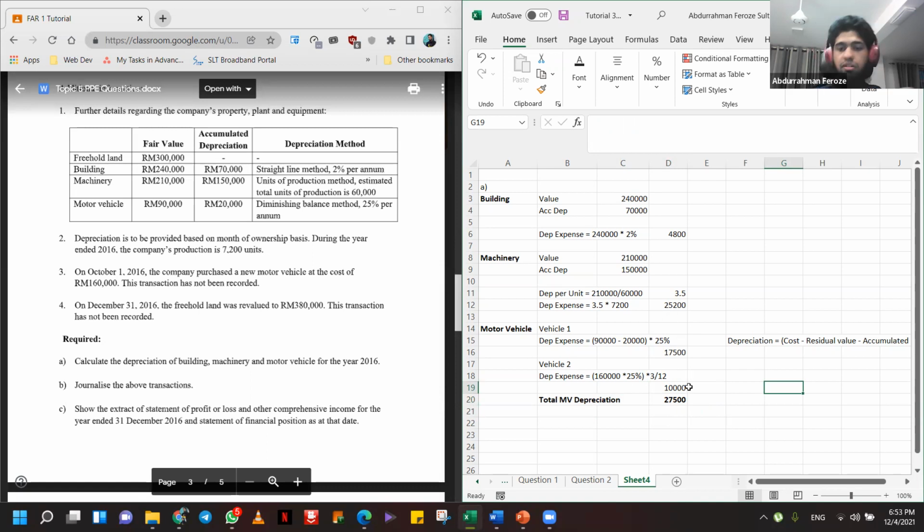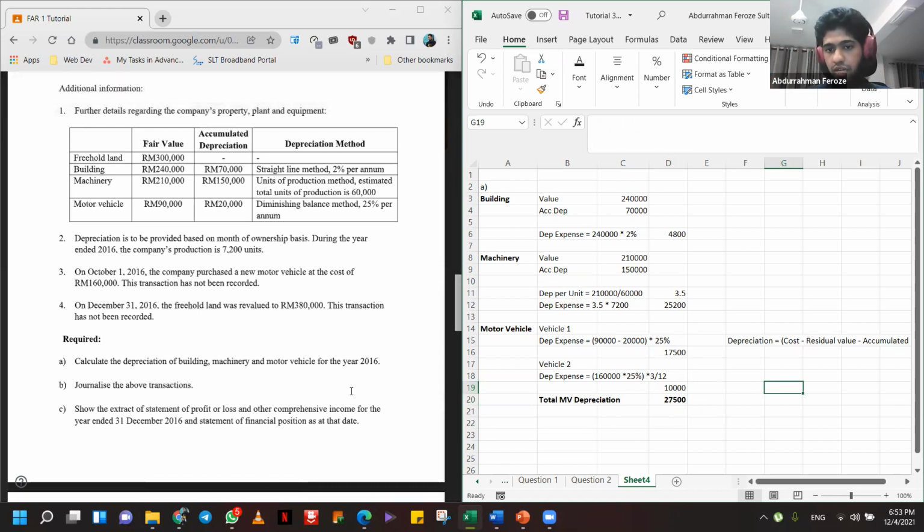So vehicle 1 is 17,500. Vehicle 2 is 10,000. Was that clear? How we did that? For vehicle 2, we just multiply by 25% because there is no accumulated depreciation. Yes, there's no accumulated depreciation.